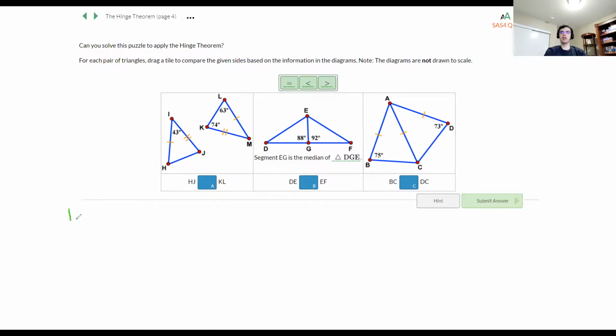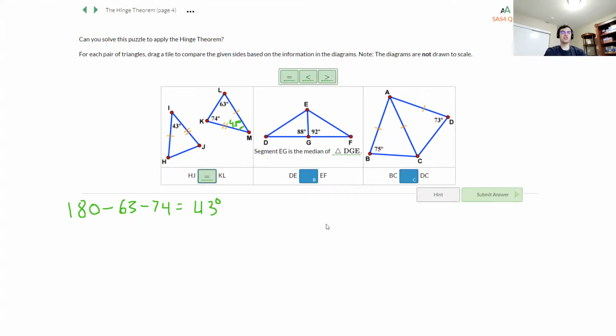M is the one that corresponds to I, so I need to figure out what that angle is. Well, I'm going to use the triangle sum theorem to figure it out by getting rid of 63 and 74, because they would add up to 180. When I do that, I'm going to get 43. Hey, look at that. It's the exact same angle, right? If this is the exact same angle as that one over there, it's not open larger, it's not open smaller. That means that we have a side angle side relationship. So these are equal side lengths. HJ is equal to KL. And we know that because of CPCTC.